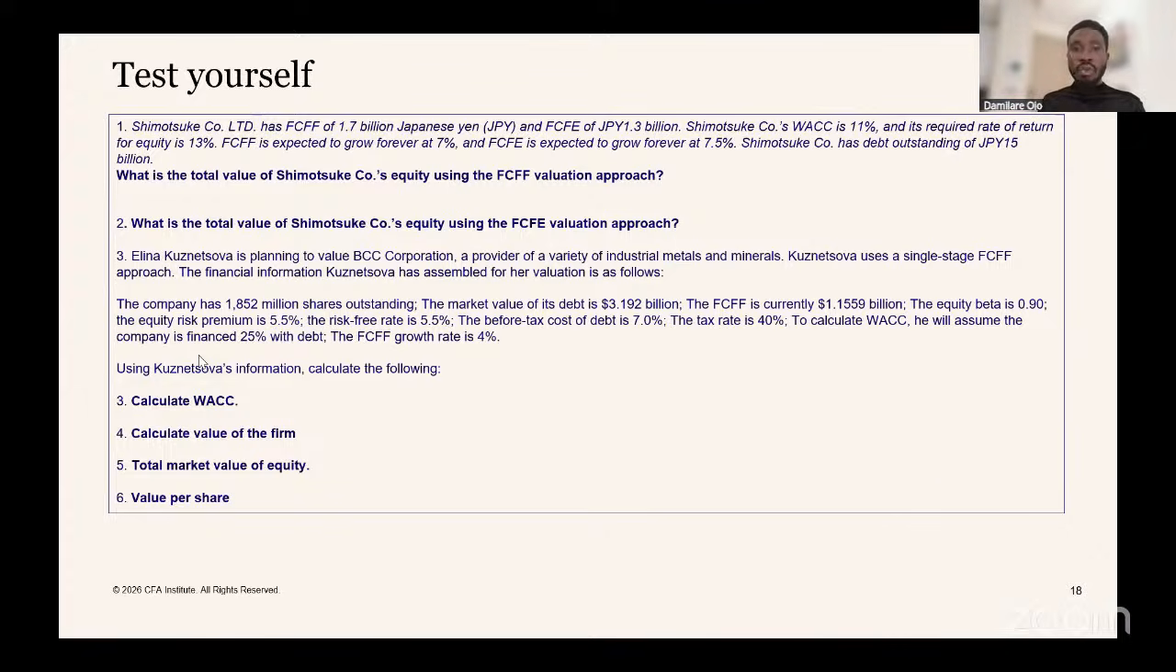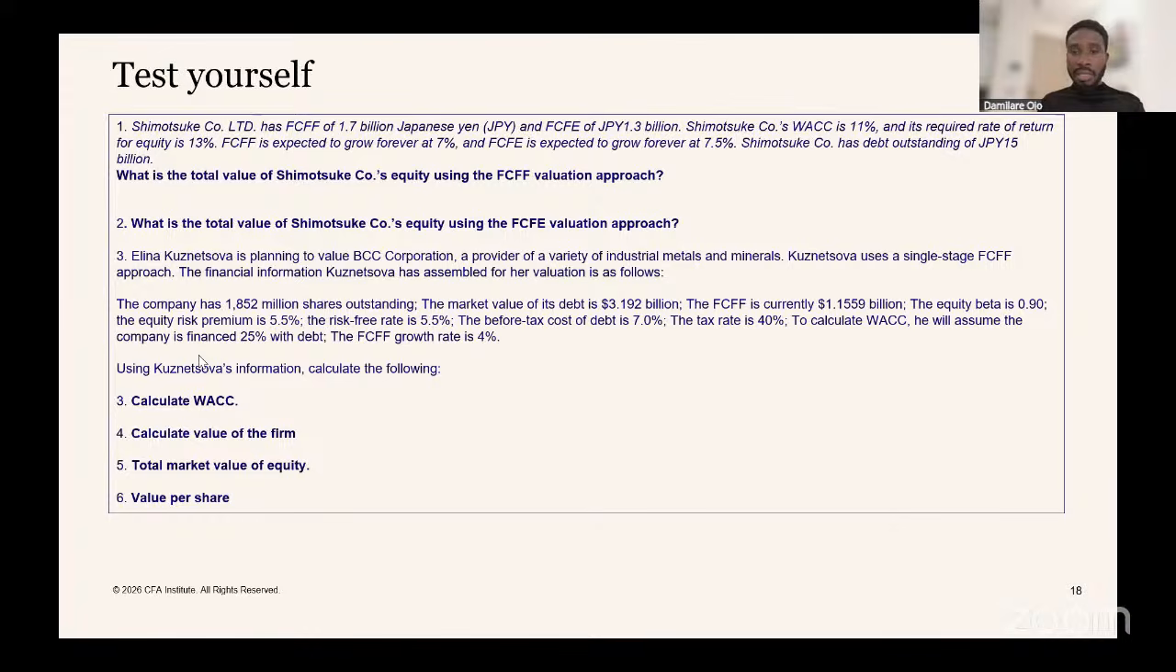cost of debt. So we are told that we have a cost of debt of 7% before tax, and then we have a 40% tax rate. So you have to say your 7% multiplied by 1 minus your tax rate. That gives you your after-tax cost of debt.